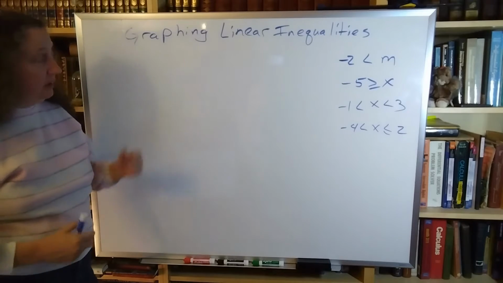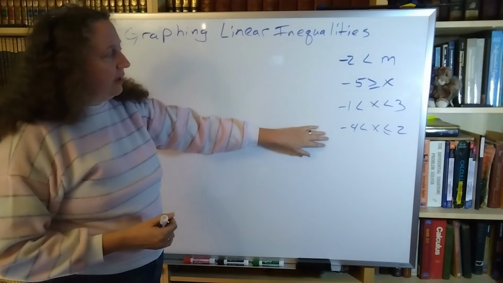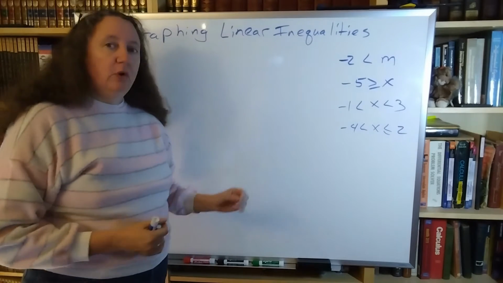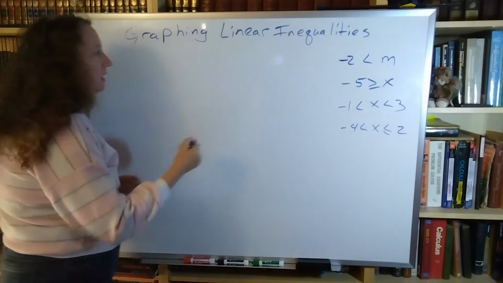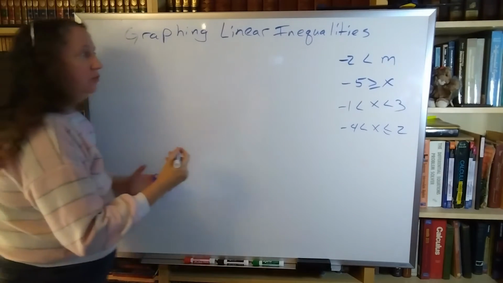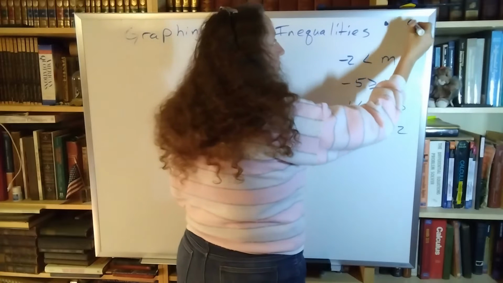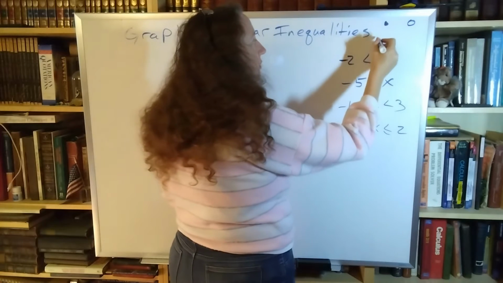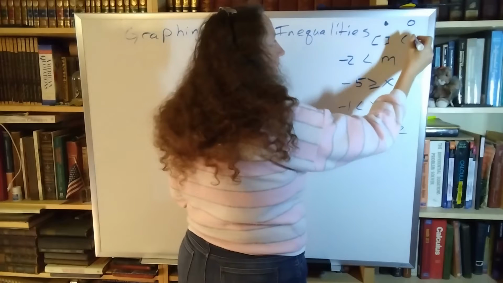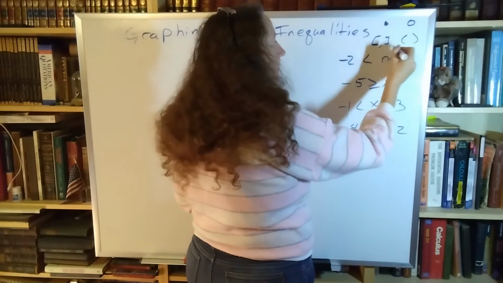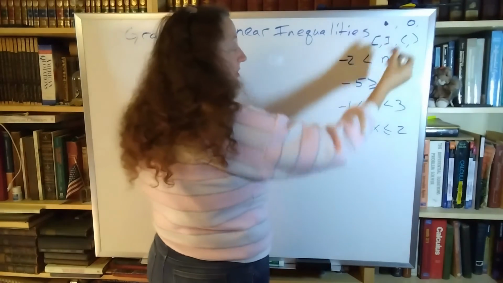Graphing linear inequalities. So here we're being asked to graph these four, and we also want to write them in interval notation. So we're going to have to choose whether we want to use dots, a closed dot or an open dot, or if we want to use the squared off brackets or the round parentheses. So we have these 6 options.